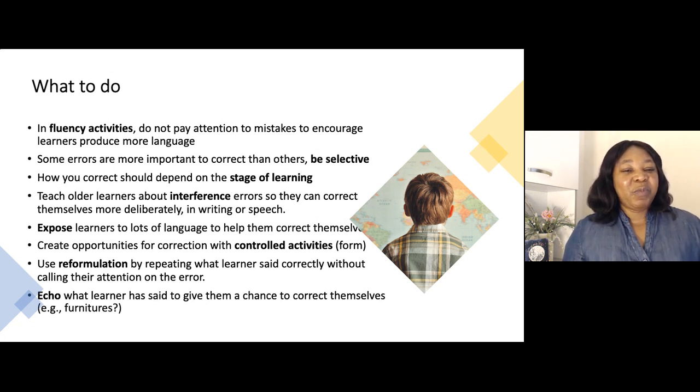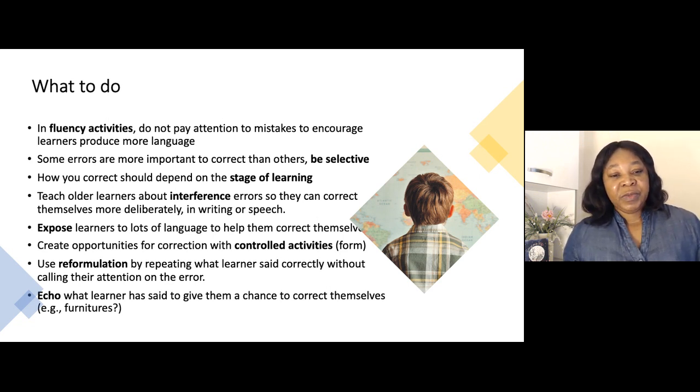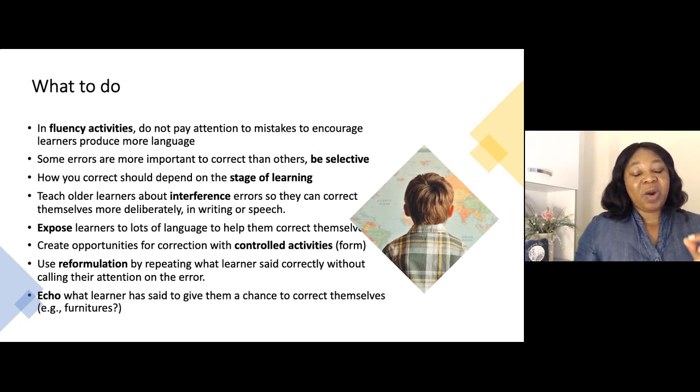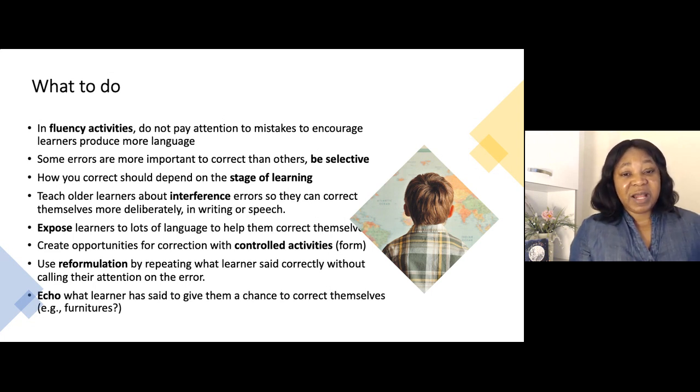Now, some errors are more important to correct than others. You need to be selective. If there's an error you correct, you will miss your point and forget that you're supposed to be focusing on something else. Correction should also depend on the stage of learning. If the learner is at a stage where they made a mistake for an item of grammar or language that is higher than the current level, you may not need to correct it at that stage. Just focus on where they are. Say, well done, oh, great, you did well. Don't focus too much on that, depending on the stage they're in.